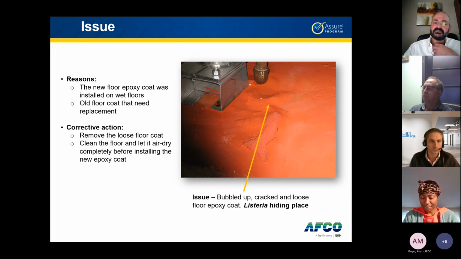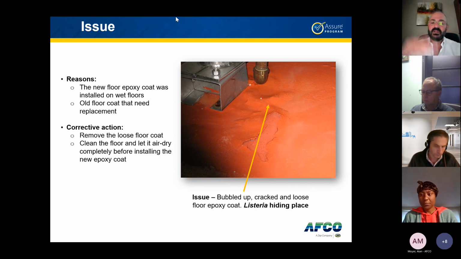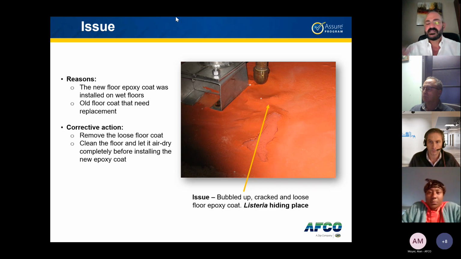Also, we have floors. The epoxy coating of the floors is bubbling up. Maybe when they put the new coat, the floors were wet. It didn't stick nicely or firmly to the previous coat. So the floors are bubbling, and every time you step on the bubble, slimy white water comes out from underneath the bubble, right? And that slimy water is biofilm. And do not be surprised if you find listeria in it, because that's where listeria love to hide, under that second coat that's bubbling.